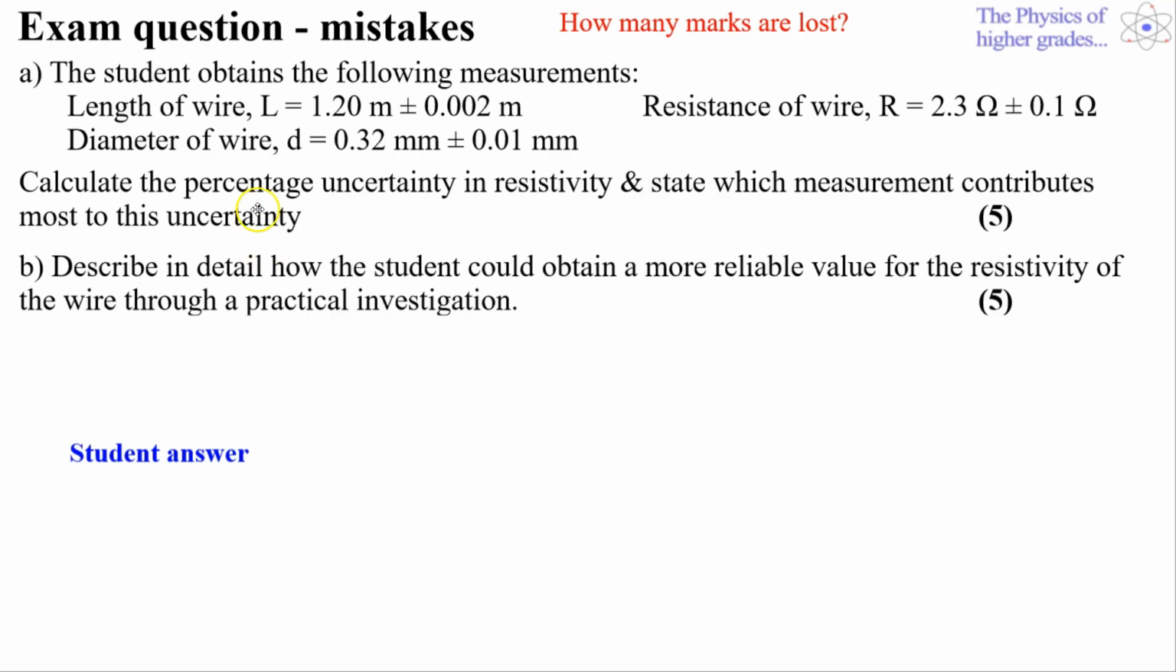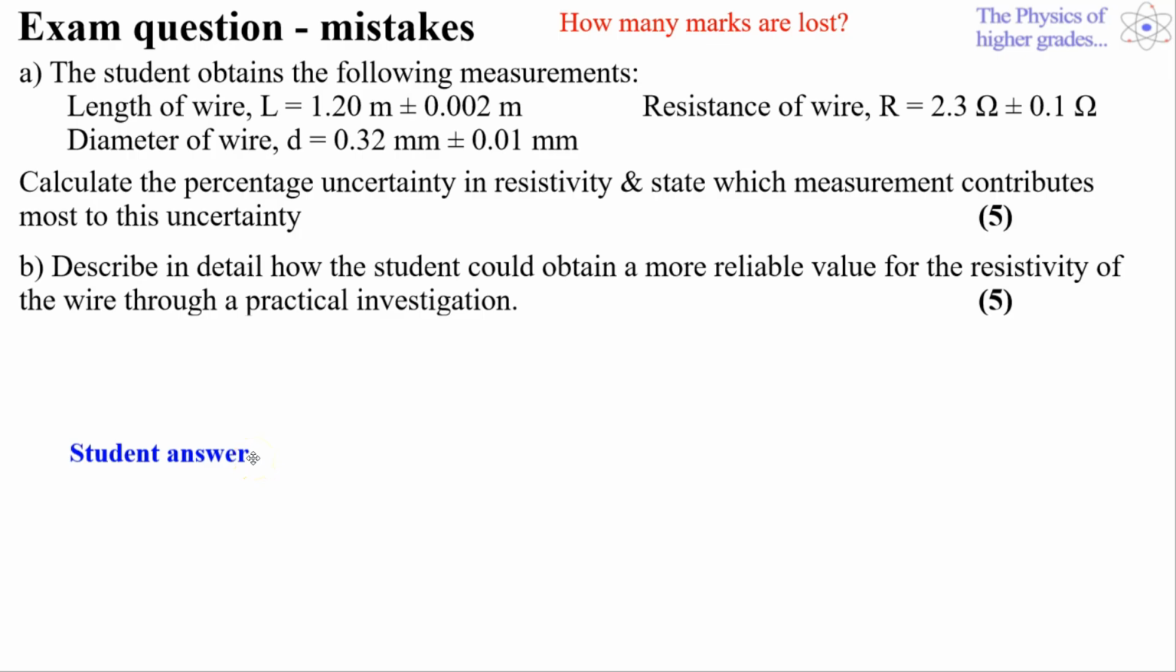So here we go, let's have a look. So we've got a percentage uncertainty calculation. So we're given various values and their uncertainties. And sometimes it might ask us to find the actual value, but it doesn't. We're only focusing here on the percentage uncertainty. So find the percentage uncertainty in resistivity. So we will need the formula for that. And then part B is more as expected. Describe a practical investigation where we get a better or more reliable value for resistivity.